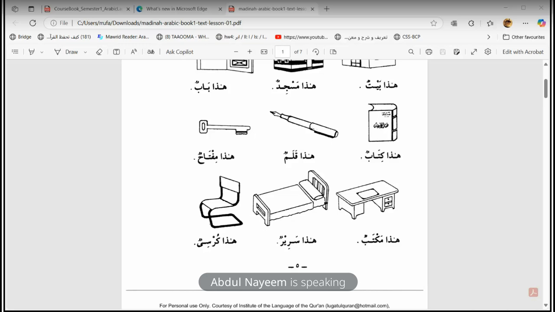هذا كتاب. Continue. هذا قلم. هذا قلم. Next one. هذا قلم.